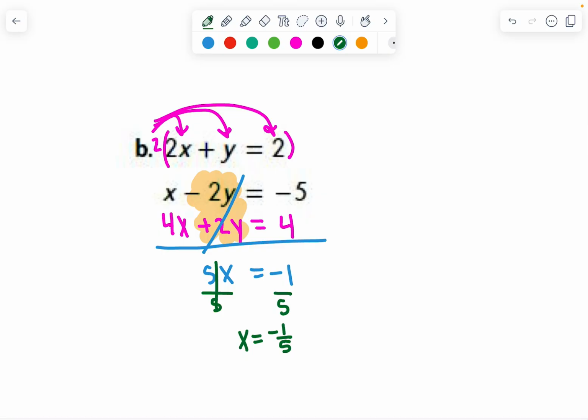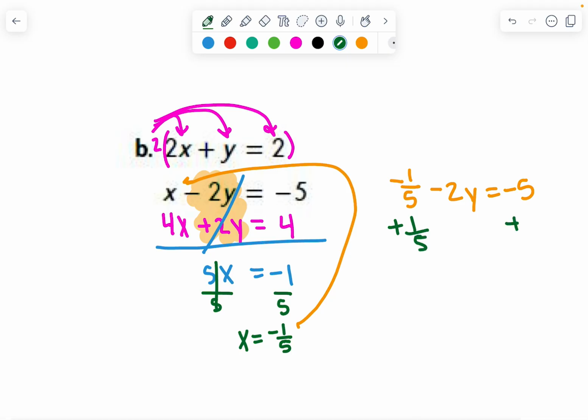Then we're going to go ahead and replace x in one of the equations. I'm going to go ahead and use the second equation this time. So this one right here. All right, so I'm going to have a negative 1/5 minus 2y equals negative 5. All right, so I'm going to go ahead and add 1/5 to both sides. I'm going to get a negative 2y equals a negative 4 4/5.